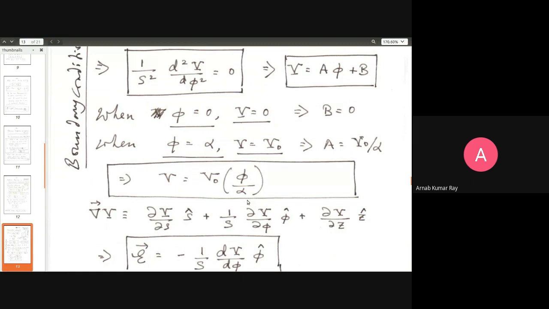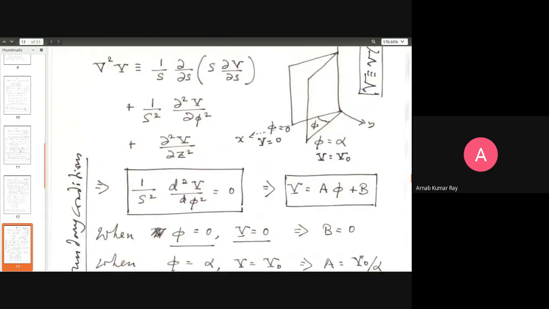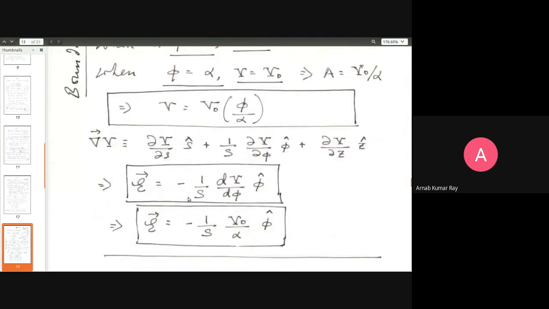Now, you will have to apply this to find the electric field. And what is the electric field?